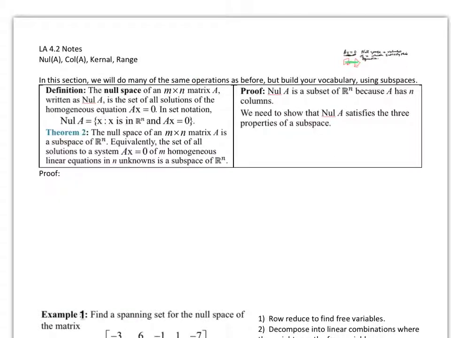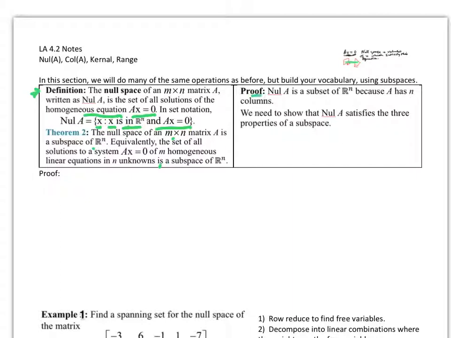So now we have the definition of the null space right here. Why don't you go ahead and read that, but it just says it's the set of solutions of the homogeneous equation Ax is equal to 0. And in set notation, this is the set of all x such that x is in Rn and Ax is equal to 0, where x is a vector. So Theorem 2 says that the null space of an m by n matrix A is a subspace of Rn. So yes, those little points that we had that were shifting over to Rm, that set is a subspace of what we started off with.